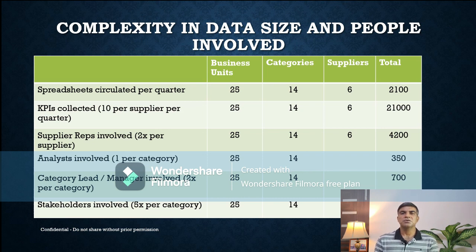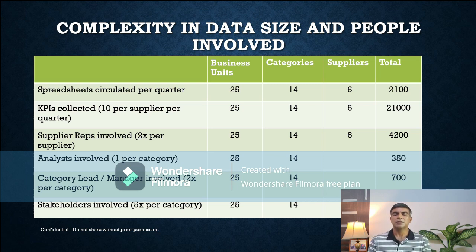Assuming there was only one analyst per category, although sometimes there were more than one, there were 350 analysts circulating 2100 spreadsheets and collecting 21,000 pieces of data every quarter. And these same analysts, once they got the data, would analyze the data, do performance benchmarking among the business units and among the suppliers, create trend reports, highlight and lowlight reports, and share those with the category leads and category managers.